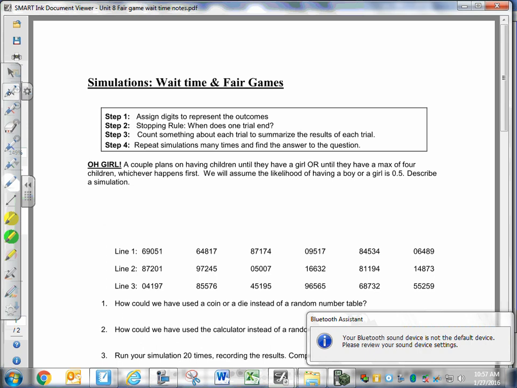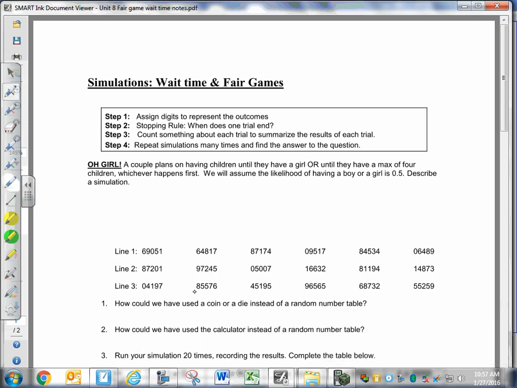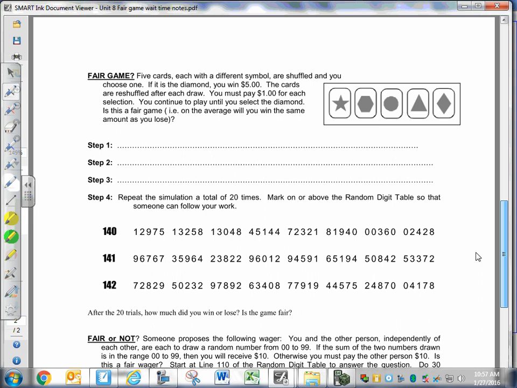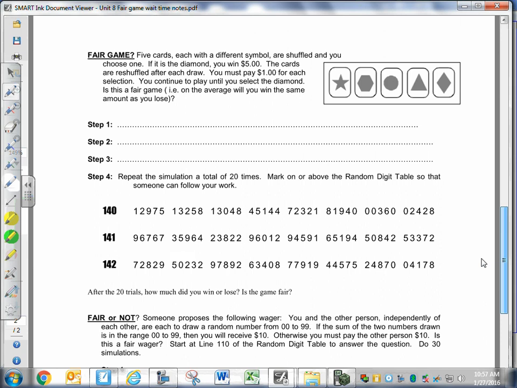All right, so we're going to be talking about different trials for this first page that involve stopping at different times. We're going to be using our calculators to help us simulate things. Then we'll be talking about games that we might play, probability games that we might play with money, and figuring out whether or not those games are going to be fair for us to play.